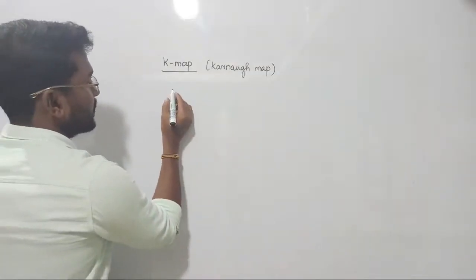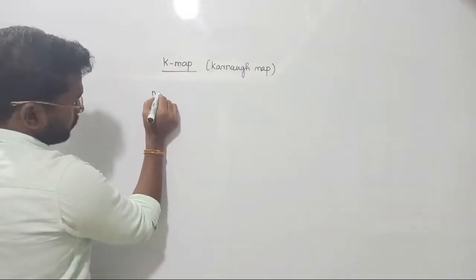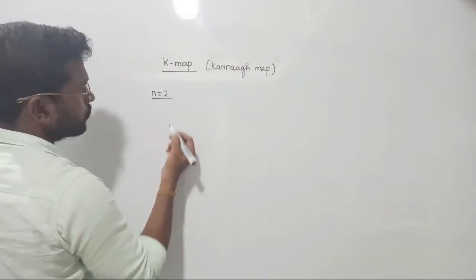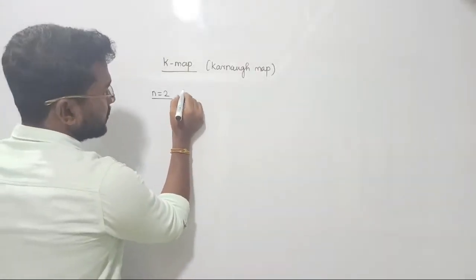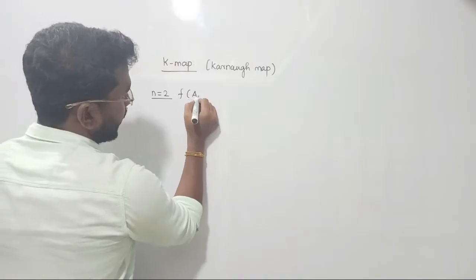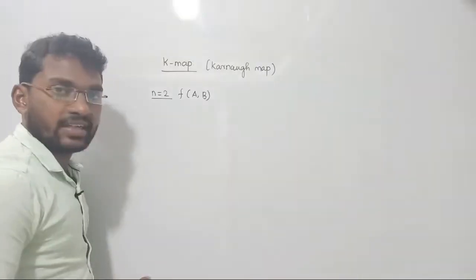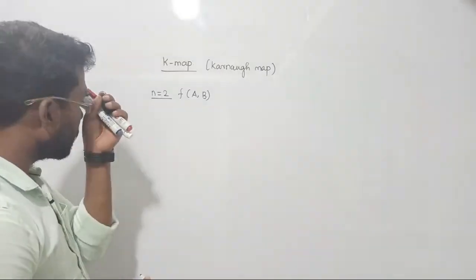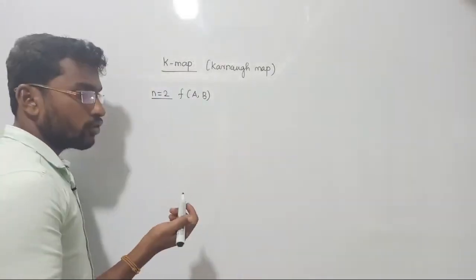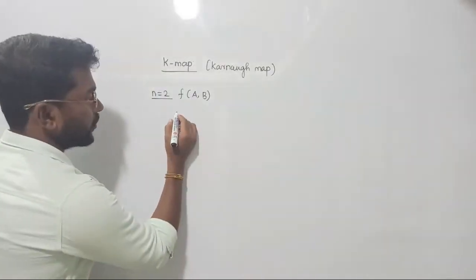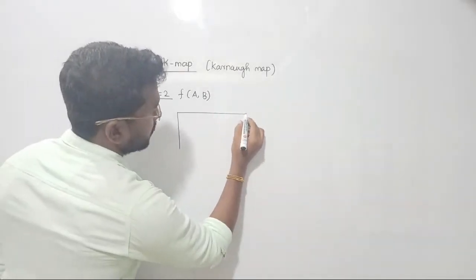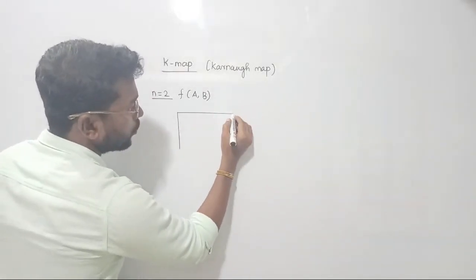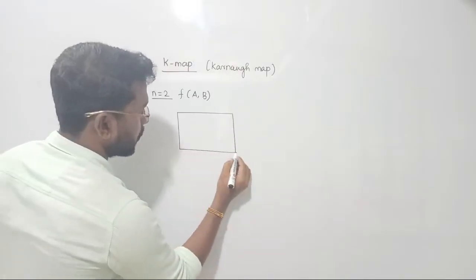Let us consider, for example, n equal to 2. If n equal to 2, it means we are going to consider two variables, a, b, such that there are four possibilities. A, b, you can consider 0 0, 0 1, 1 0, 1 1, right? So we can consider four possibilities. Let me register the variables and demonstrate how to represent the variables here.